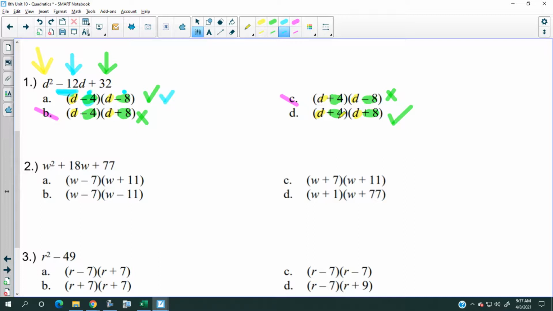Now, let's check the other one. 4 plus 8 is positive 12. This is a negative, so that's no good. So there you go. That's it.